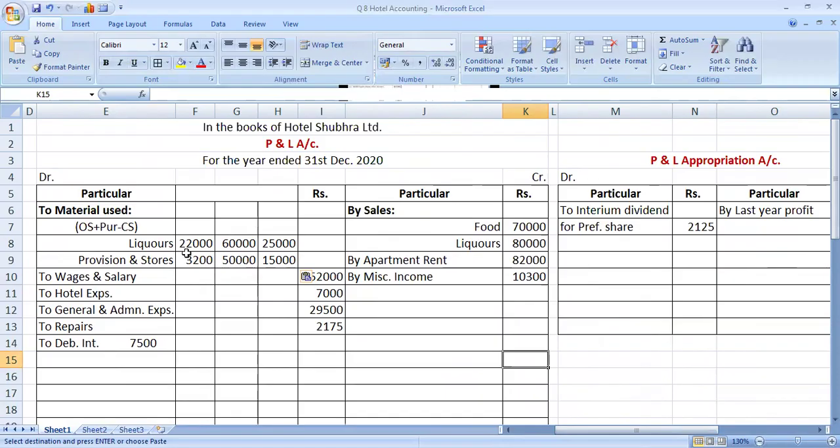Here, item of material used, liquor 22,000 plus 60,000 minus 25,000 is equal to 57,000. Then provision and stores 3,200 plus 50,000 minus 15,000 equal to 38,200.